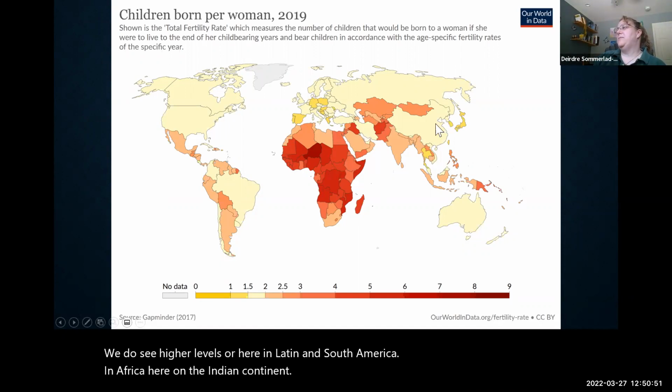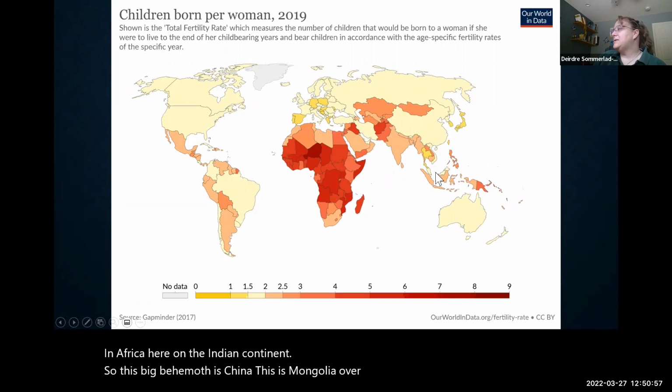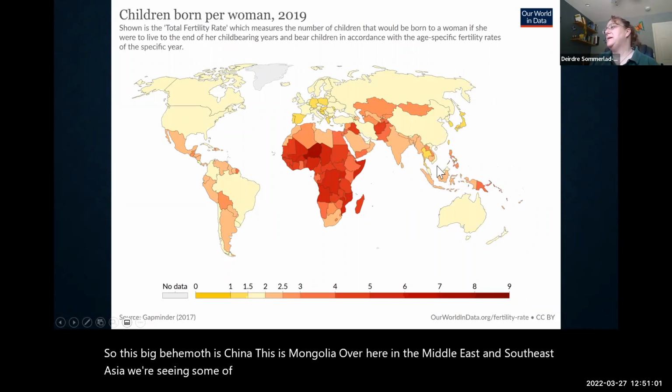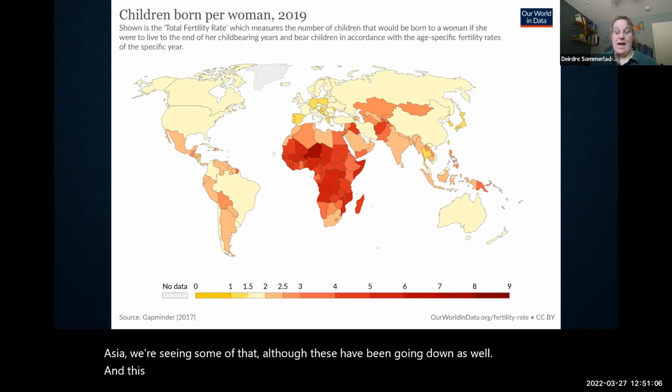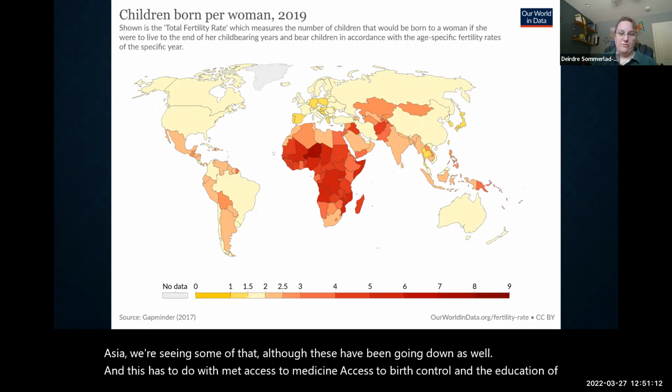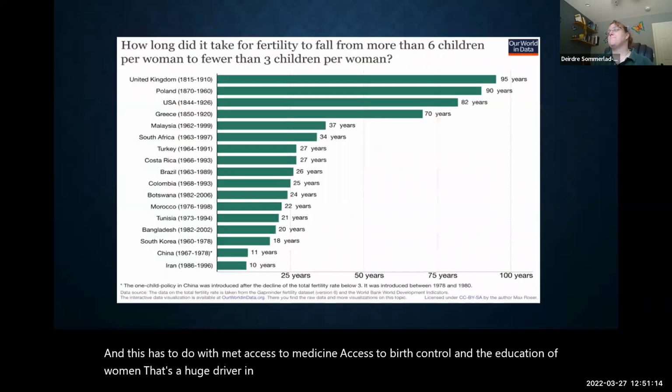So this big behemoth is China. This is Mongolia. Over here in the Middle East and Southeast Asia, we're seeing some of that, although these have been going down as well. And this has to do with access to medicine, access to birth control, and the education of women. That's a huge driver in declining fertility rates.